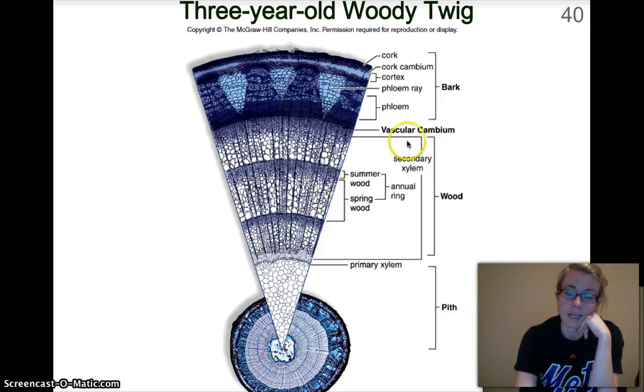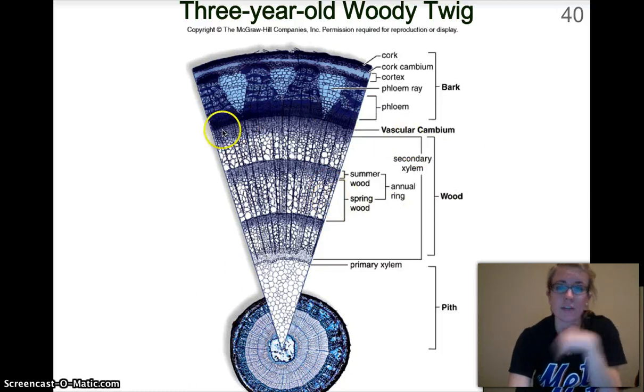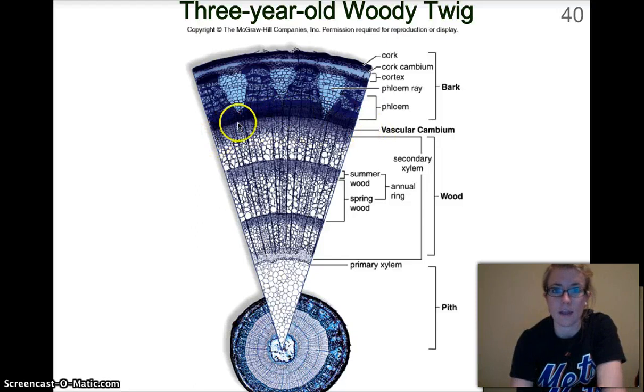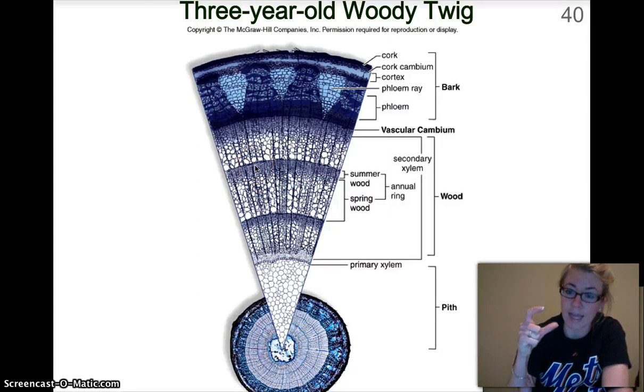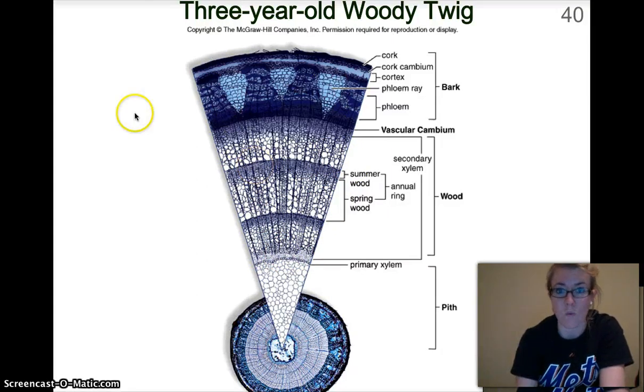And so the vascular cambium is found right here. This is where we're making new xylem and new phloem. Every year this vascular cambium moves outward. After the first year, it would have been right here. After the second year, it would have been right here. After the third year, it would have been right here. Each year we make a new layer of xylem and we push the vascular cambium out one more year.